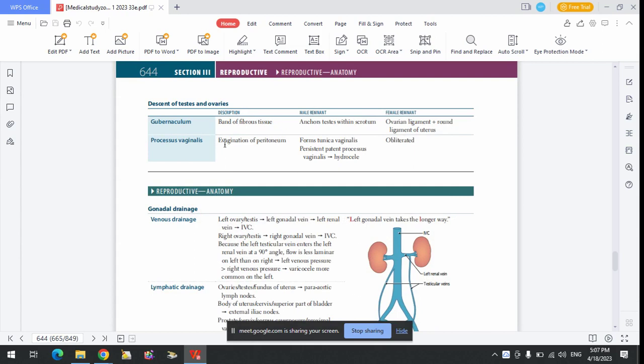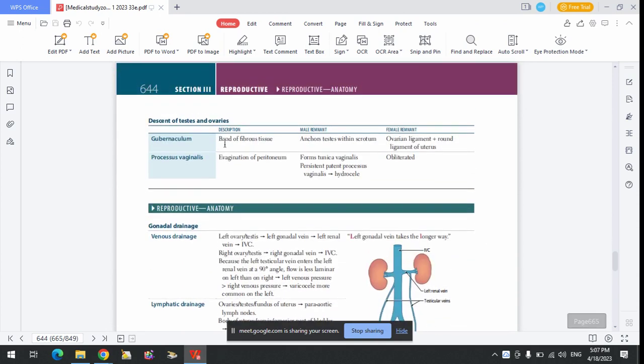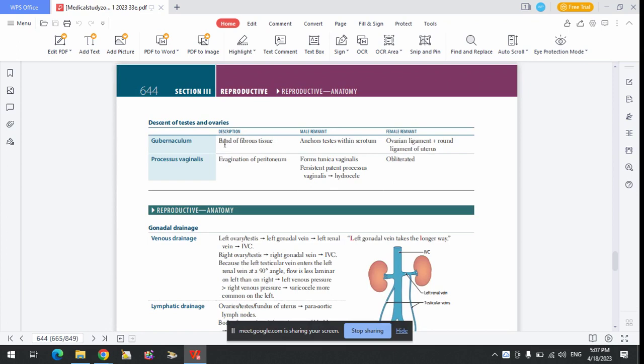The quick way to summarize this pathway is just to know that there is the gubernaculum. Just picture the gubernaculum as a fibrous tissue that connects the caudal end of the gonads to the derivative of the labioscrotal swelling. I knew I wasn't saying the right thing. So gubernaculum is a fibrous tissue that connects the end of the gonads to the labioscrotal swelling.